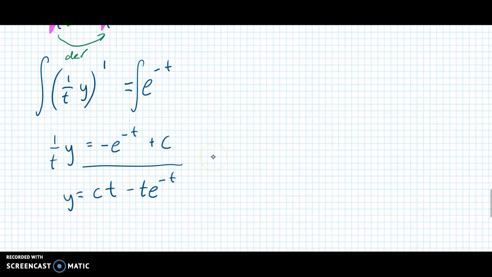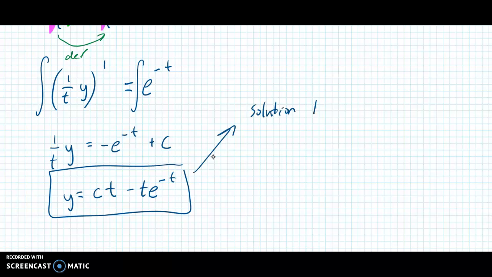So this is the solution to my original equation, which was t y prime minus y equals t squared times e to the negative t. It would fit perfectly.